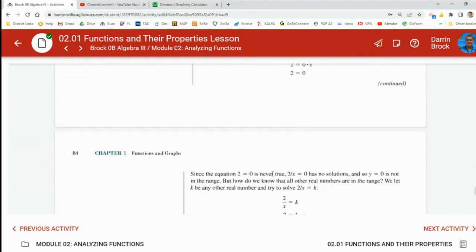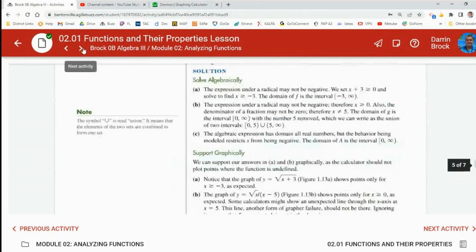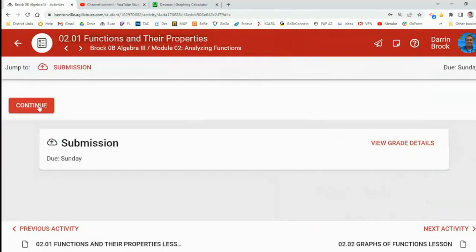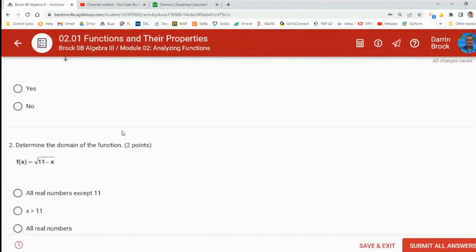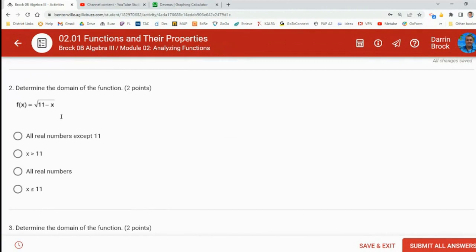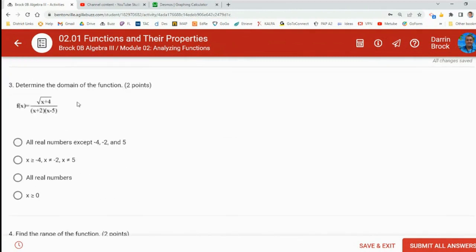That looks like it for this lesson. Let's go ahead and take a look at the assignment real quick. Determine whether this is a graph of a function. Again, that vertical line test. Determine the domain. What are all the possible x's? All right. What's the domain of this?